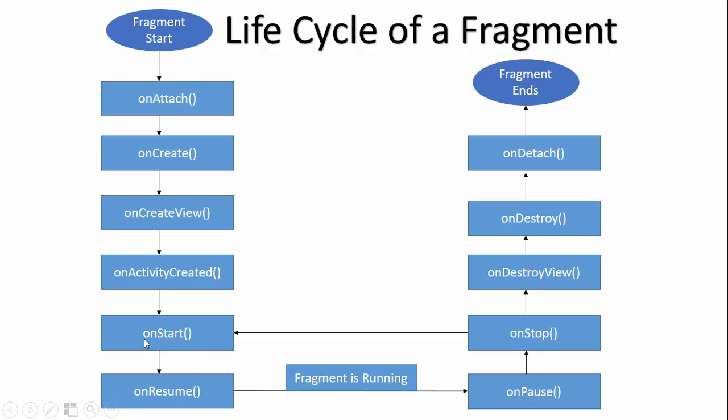And then when the fragment is about to be visible to the user, the onStart method is called, and the onResume method is called when the fragment is completely visible to the user. If the fragment goes to the background, then the onPause method is called, and if it cannot be resumed, then it will go to the onStop method. From this method, if it is restarted, then it will go to onStart and then onResume, and the process continues. And if we destroy the fragment, then onDestroyView, onDestroy, and onDetach are called subsequently.